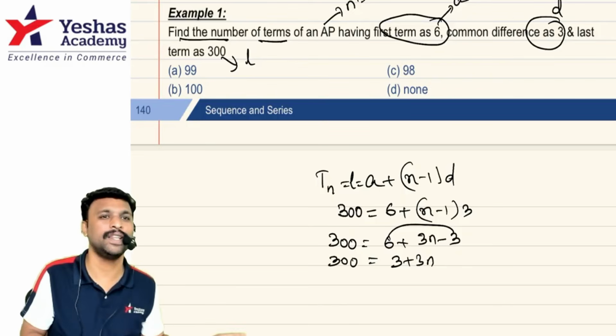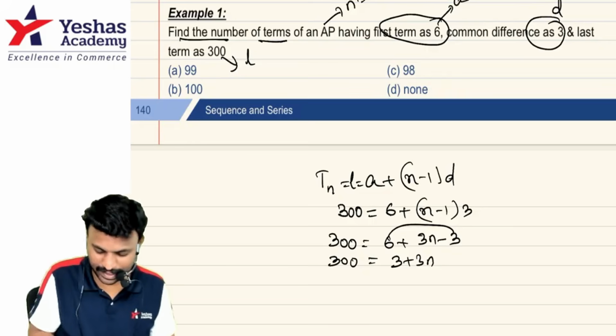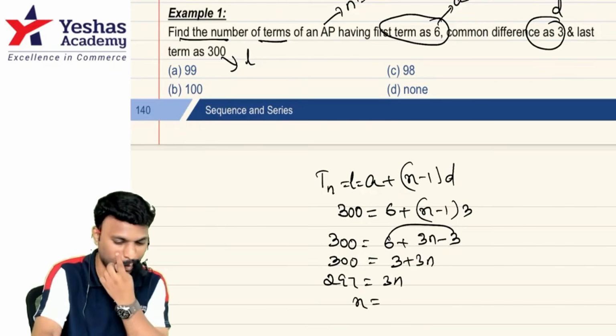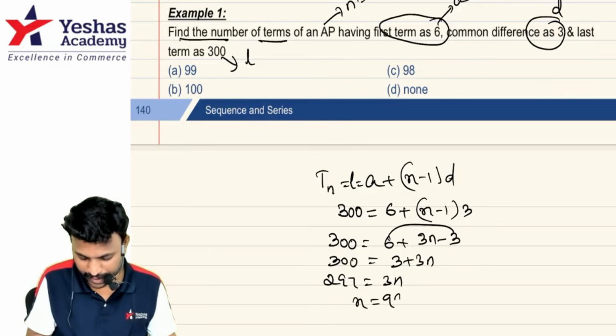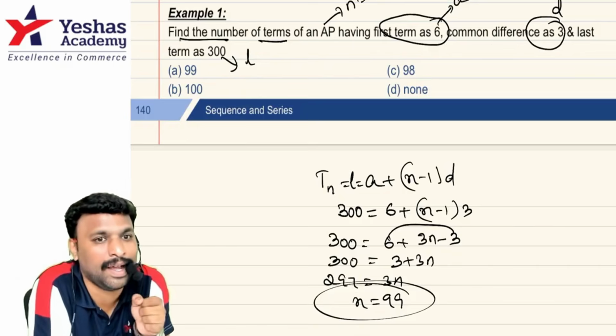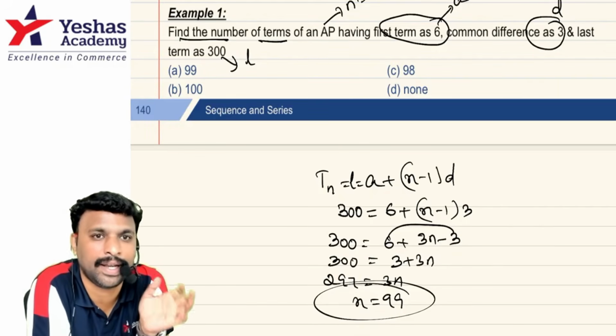Where will 3 go? On the other side. 300 minus 3 is 297 equal to 3n. n is equal to how much? 99. So this is how you compute n. Correct? Number of terms are 99.